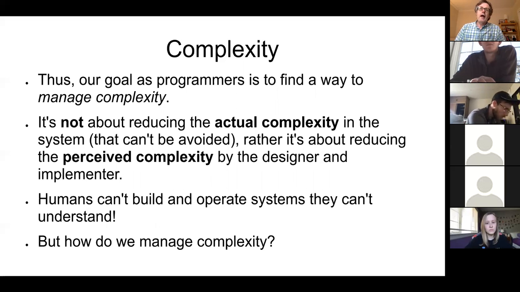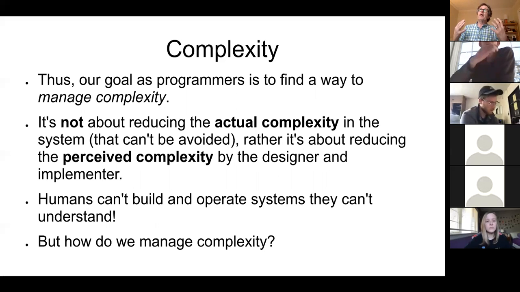So we don't actually reduce the complexity. I mean, the cell phone system is a complex system. There's no getting around that. But we reduce the perceived complexity, and we manage complexity, and we hide complexity at different layers so that we can use these things without necessarily knowing how they work, right?